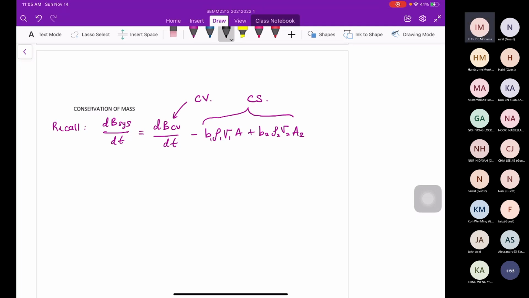So let B now be our extensive property. Remember, it is any kind of property like mass, volume. Let's say B equals mass because this is conservation of mass, right? Now we consider B as mass. The property now is the mass. So that means the flow now is considered as the mass. The flow in and out of the control volume is the mass.